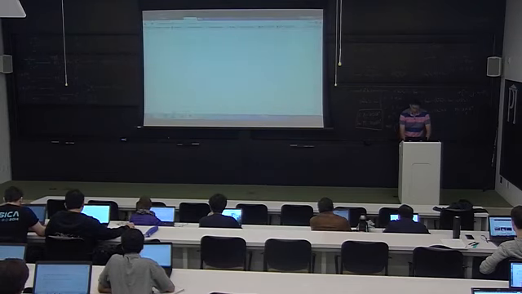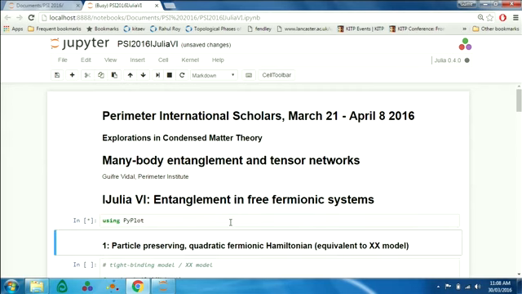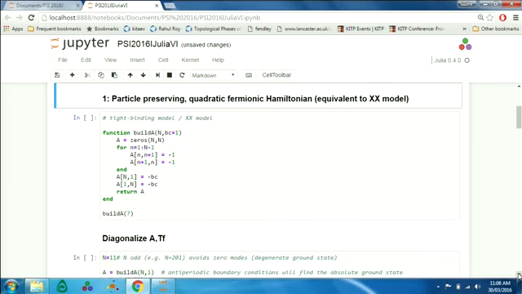So I'm opening the notebook that I've sent you this morning. And what we're going to do is we're just going to focus on the final expressions that we had today. And so I'll start by making sure that pyplot is on. And so let's consider this fermionic, particle number preserving Hamiltonian, which is quadratic, which is equivalent to the XX model. So our goal now is to simply see how to exploit this formalism to compute entropies in the ground state of, say, a quadratic Hamiltonian in fermionic operators.